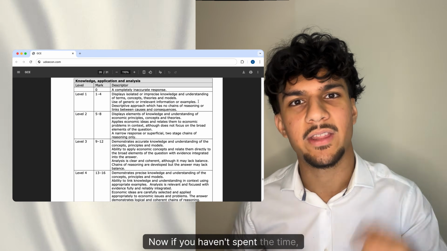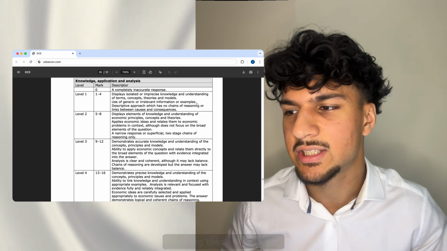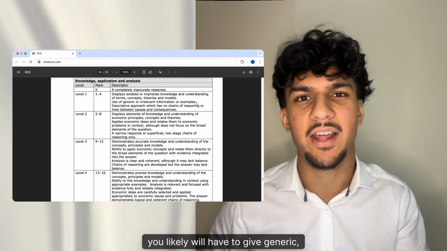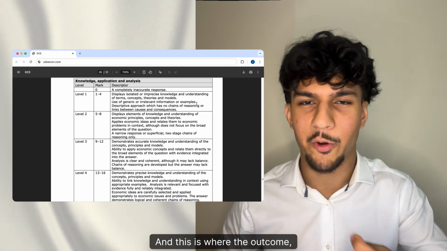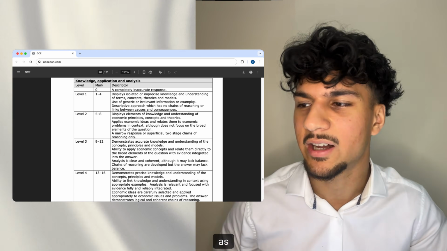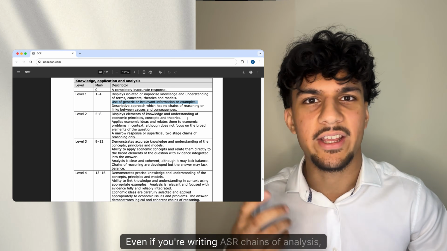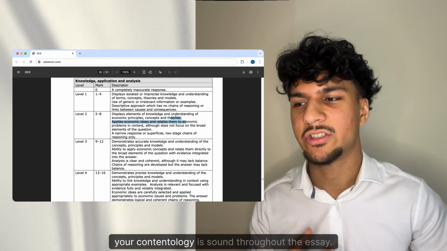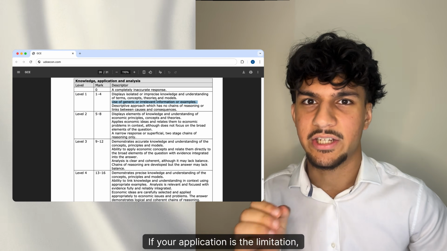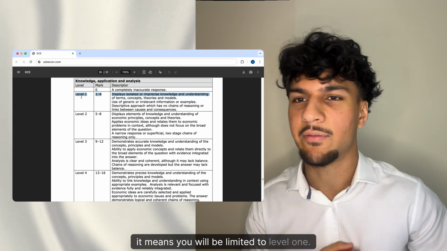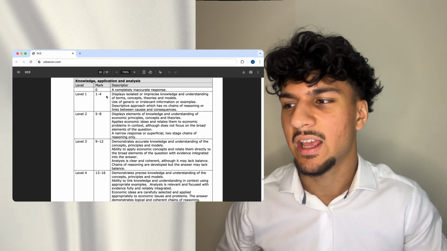Now, if you haven't invested the time learning these examples, learning these industries, you likely will have to give generic, not very relevant examples. And this is where the outcome, like I said, is quite tragic. As if the examiner really thinks you're lacking on application, even if you're writing A-star chains of analysis, your content knowledge is sound throughout the essay, if your application is the limitation, it means you will be limited to level 1, meaning that the highest you can score for your KAA marks out of 16 is 4.